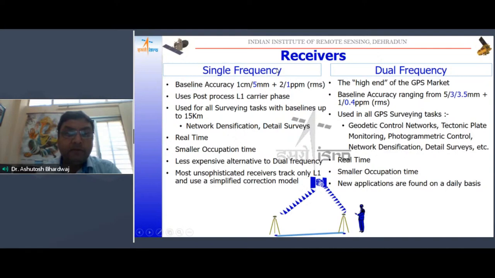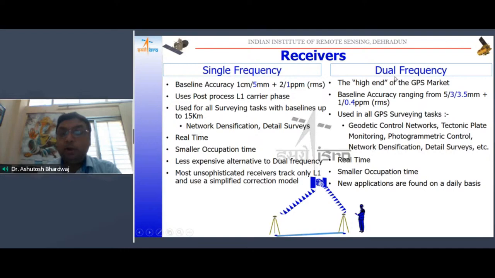So the single frequency receivers, which are mainly based on the L1 frequency and the CA code, are capable of providing us an accuracy of 10 to 20 meters in a standalone mode. But when we are using the DGPS system, differential GPS system, then these single frequency receivers can provide us an accuracy of 1 centimeter plus 2 ppm.